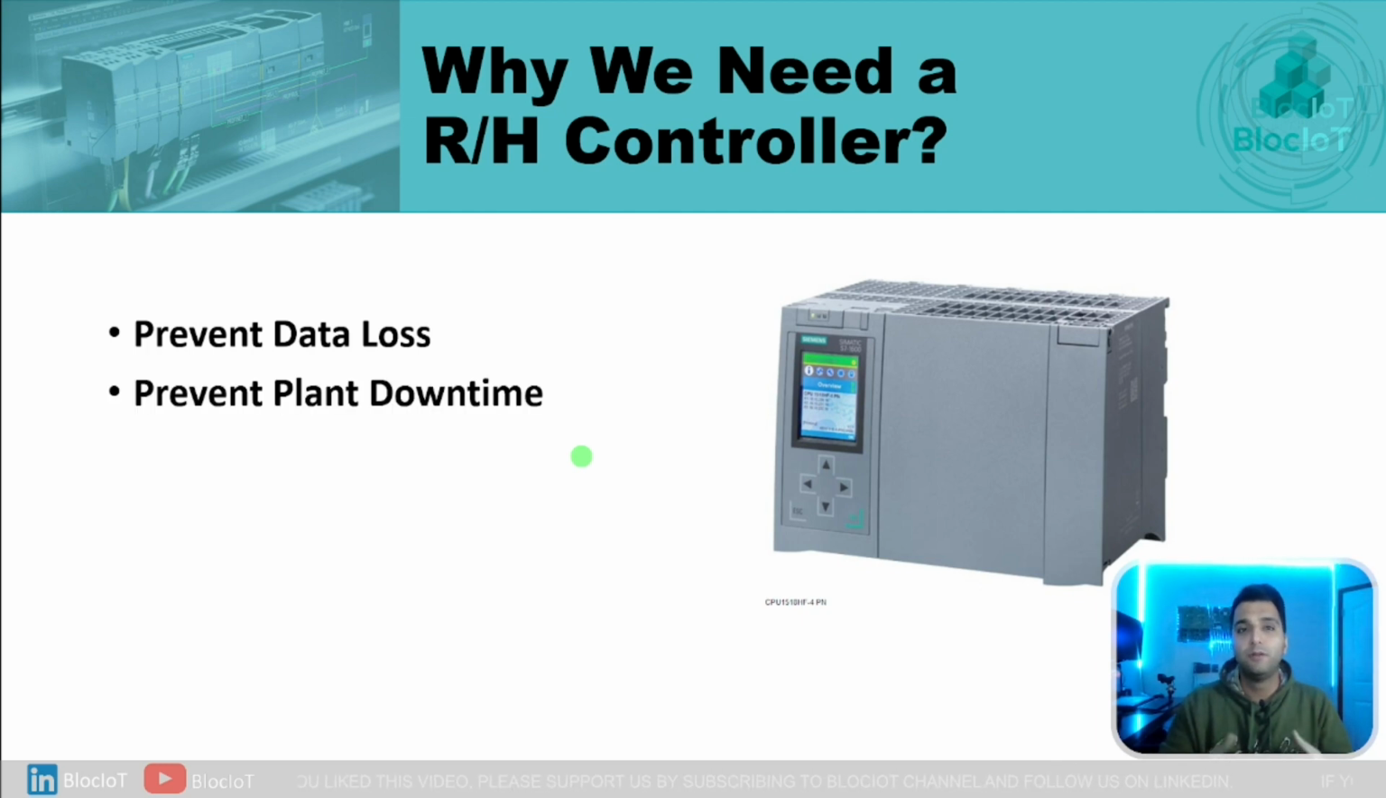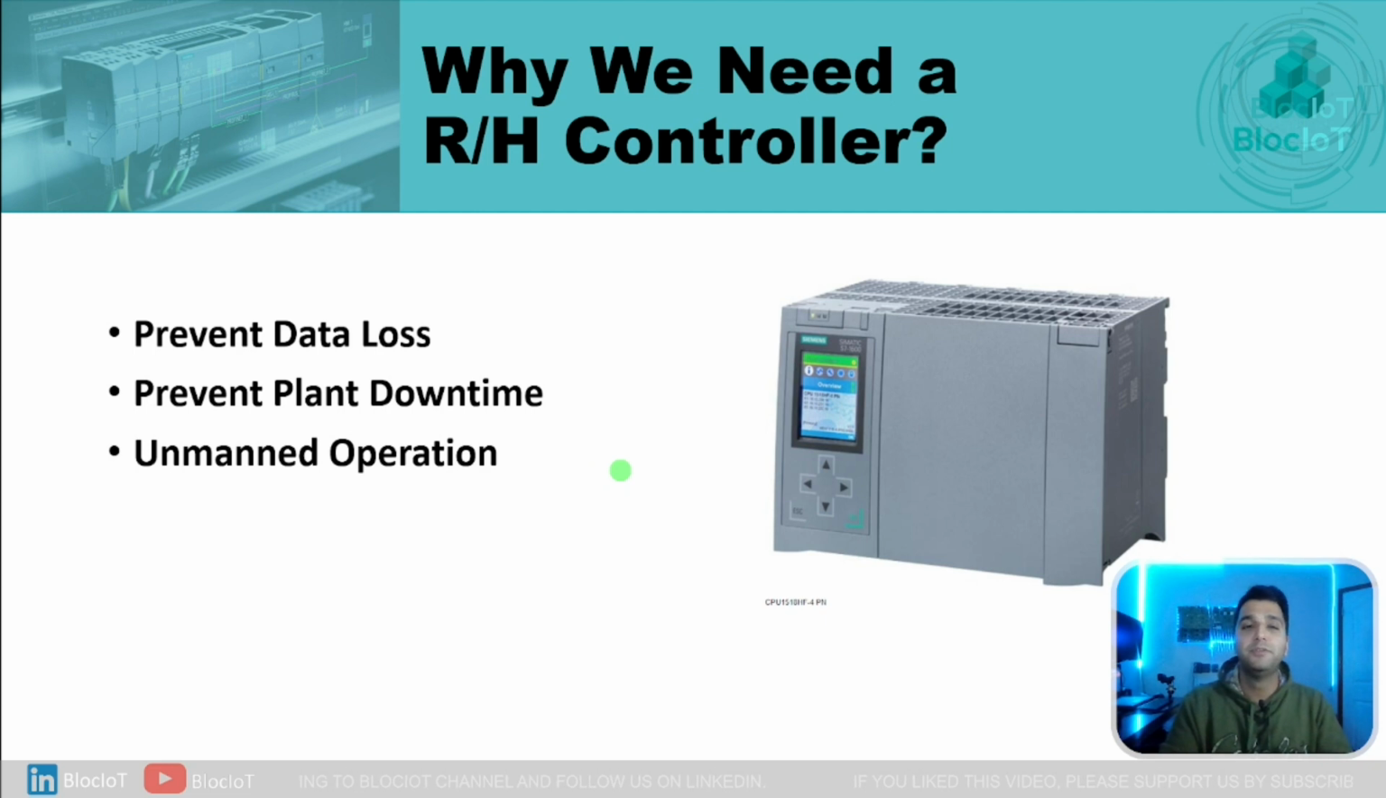The second and one of the most important reasons for using an R/H controller instead of a standard controller is preventing plant downtime. As you know, in many industries, downtime is very expensive. Even shutting down the plant for a few minutes will cost hundreds of thousands or sometimes millions of dollars.